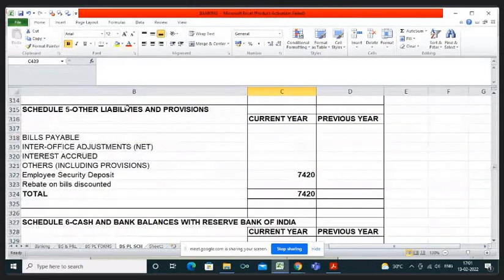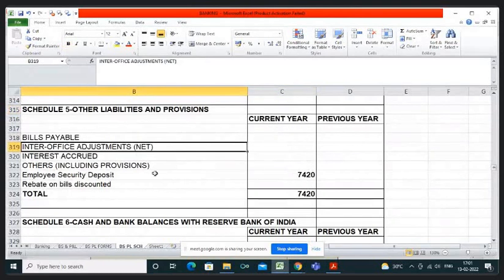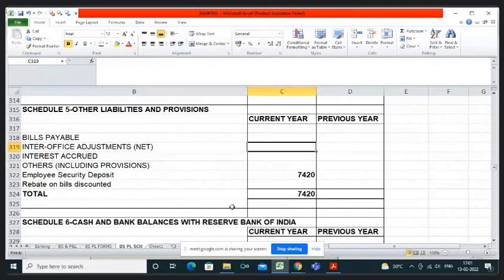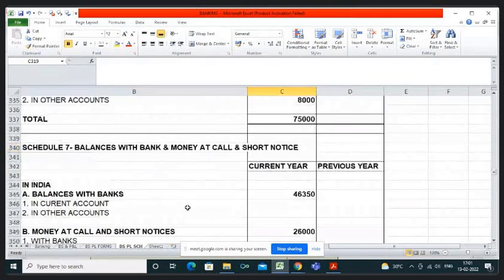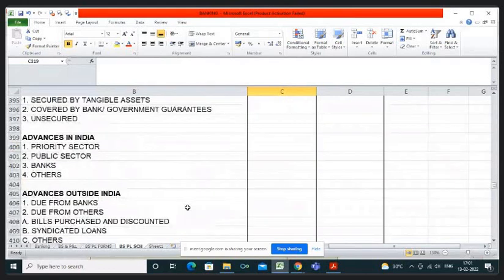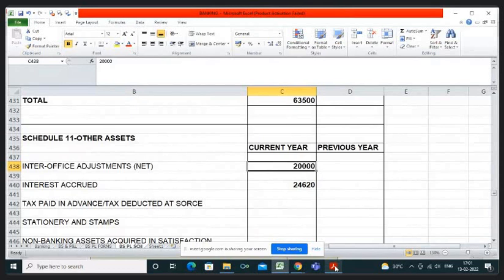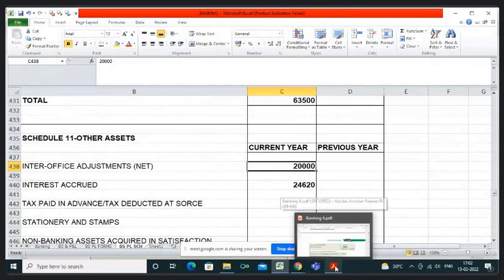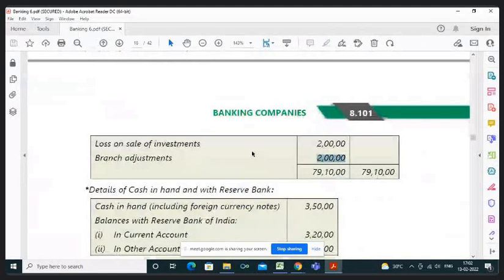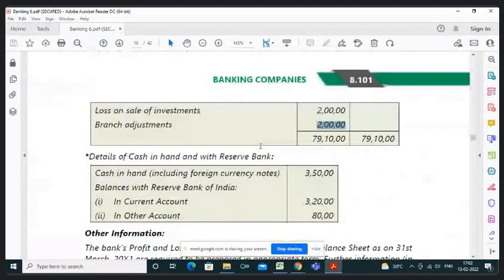If you look at Schedule number 5, which is other liabilities, again you will have some balance we would have shown here. Since we have a debit balance, we are showing it under the other assets. Schedule number 11, inter-office adjustments. So it can be a debit or credit. It can be an asset as well as a liability. We have to see the balance. Accordingly, we have to fill in the financial statements.